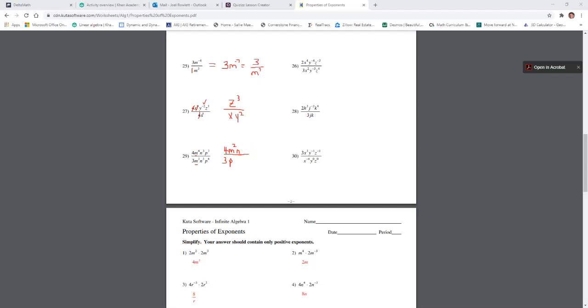So hopefully that served as a good review of how to use the laws of exponents to simplify. And next we will look at how to use the laws of exponents in order to combine expressions, to multiply polynomials together.